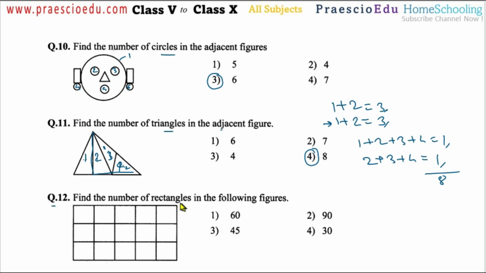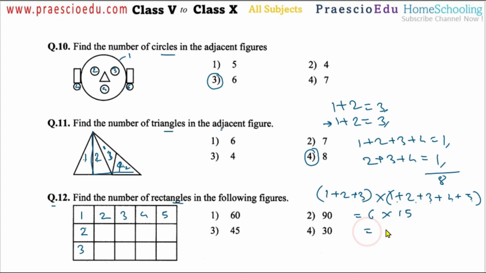Now question number 8, find the number of rectangles in the following figure. So in a row 1, 2, 3, 4 and 5 numbering we are giving, in a column 1, 2 and 3. So for this one, additions of the columns and the additions of the row, and then we have to make the product of this one. So 1 plus 2 plus 3 in a column, multiply with this 1 plus 2 plus 3 plus 4 plus 5. So 1 plus 2 plus 3 is a 6, multiply by this one, 1 plus 2 plus 3 plus 4 plus 5 is a 15. So 6 multiplied by 15 is a 90, and 90 is given in option number 2.